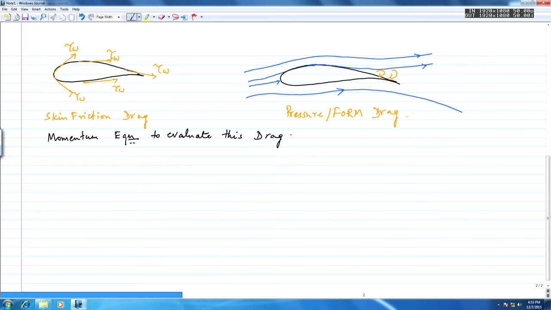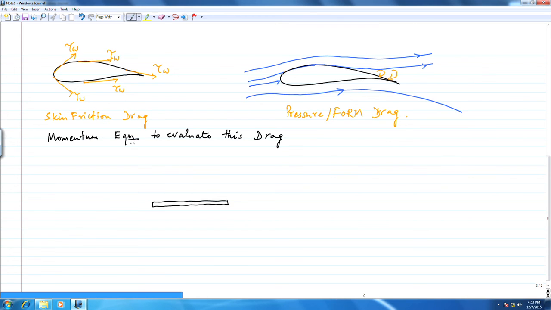Okay. So, how are we going to do that? Well, let me draw this. I'm going to draw a control volume using the momentum equation. This is an application of the momentum equation, and we're going to draw a control volume around a flat plate. Basically, we're going to try and understand a flat plate. Now, let us look at a flat plate. So, let this be the flat plate.